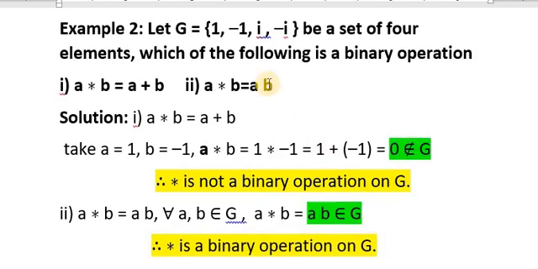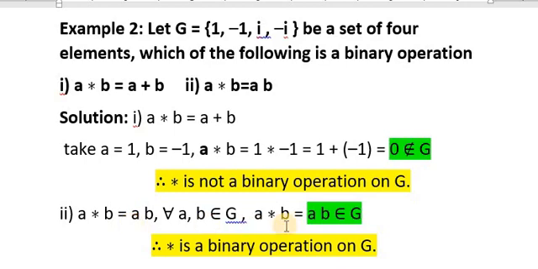In example 2, we have the set G is equal to {1, -1, i, -i}. It is nothing but the set of fourth roots of unity. Here a star b is equal to a plus b. If you take this, then it's not a binary operation, because a is equal to 1, b is equal to -1, and 1 plus -1 is equal to 0. 0 is not present in G. Therefore, star is not a binary operation.